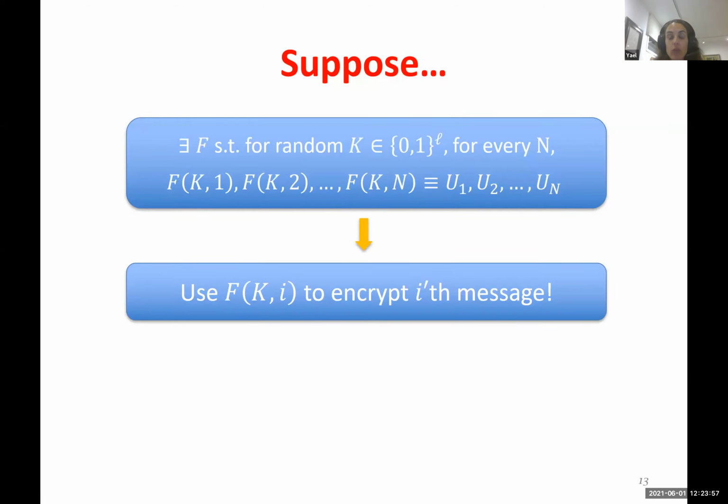We can use s_k_i to encrypt the ith message. Let's think of the messages as being bits; just break your messages into bits. Now you can encrypt as many bits as you want. For the ith bit, you use s_k_i, which is completely random, to encrypt the ith bit.